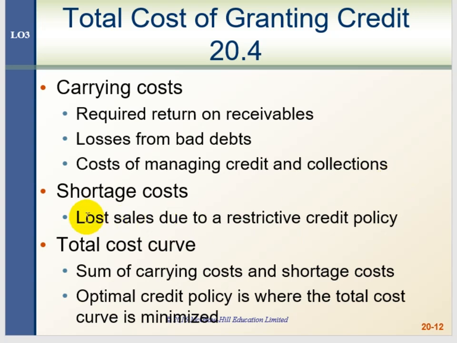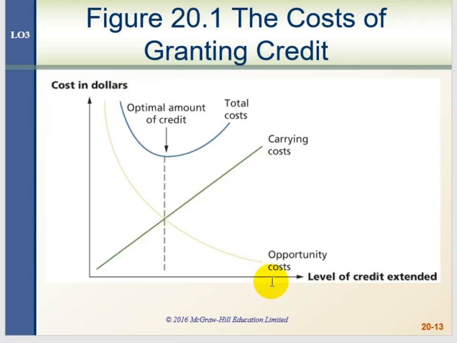Shortage costs would be lost sales due to not allowing people credit and they're walking away because they can't pay cash today. So once again, you might expect that we would have a total cost curve, and there might be a minimum point, and there's an optimal credit policy, as we'll see in the next slide. You've seen this slide in each of the last 3 chapters, 18, 19, and 20, where we talk about the optimal amount of credit where we're offsetting the opportunity costs, which we see here.